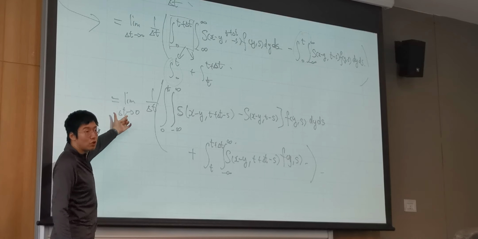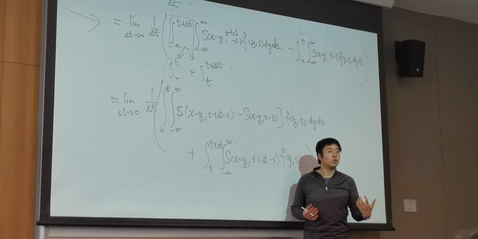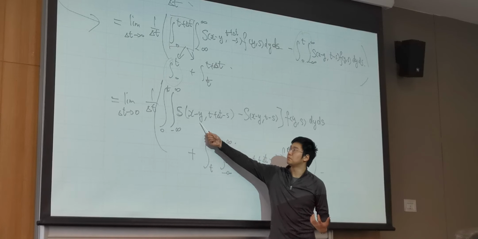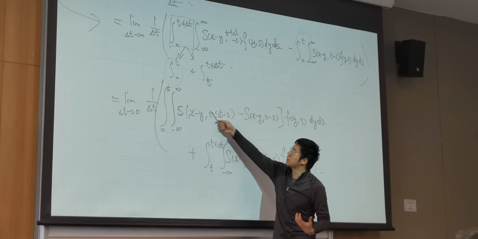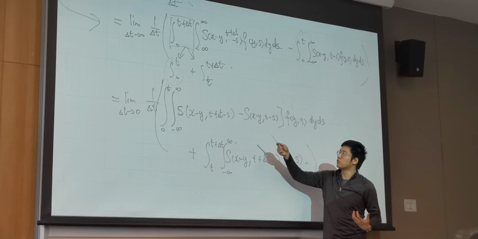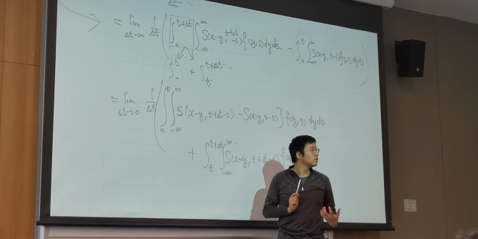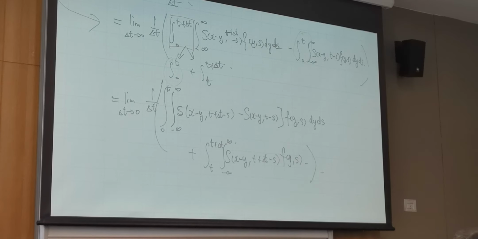So when delta t goes to 0, what takes place? What happens for the first term? When delta t goes to 0, this guy converges to what? And don't forget, there's a 1 over delta t. Or if we want to see it more directly, let me erase this 1 over delta t. And here, this is over delta t, and this is 1 over delta t.